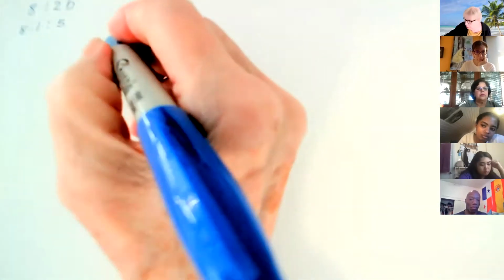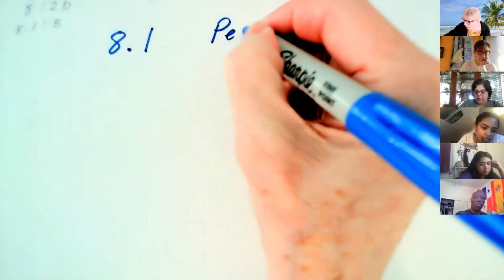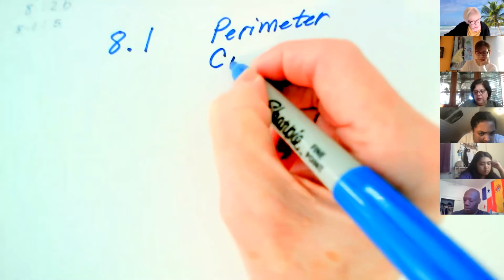Today's lesson is chapter 8, and we're doing a couple of sections at least. We're also looking at some of the homework because there were definitely some questions and I see why. The first section is 8.1, and they call it perimeter. And then they also are talking about circumference.